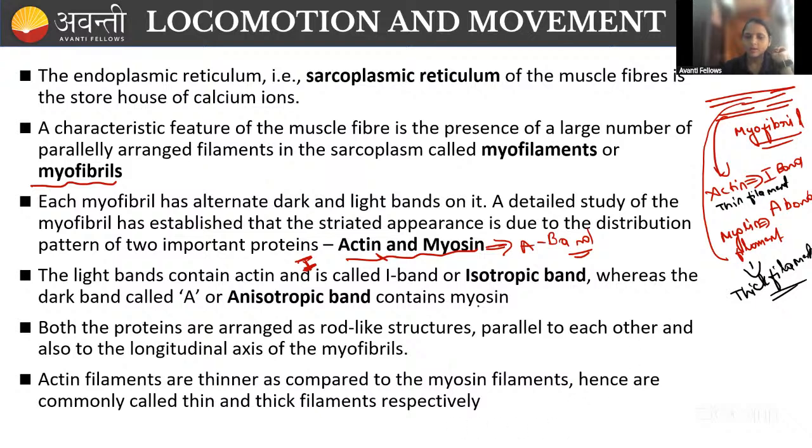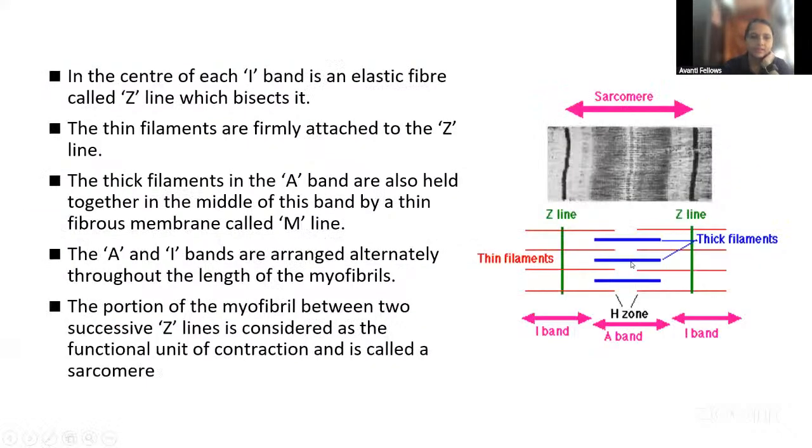Okay. Did you understand this, guys, about the actin and the myosin? Actin is also called the I band and thin filament. Myosin is also called the A band and the thick filament. Okay, fine. So now let us talk about the arrangement of this actin and myosin, how it is arranged inside the myofibril.